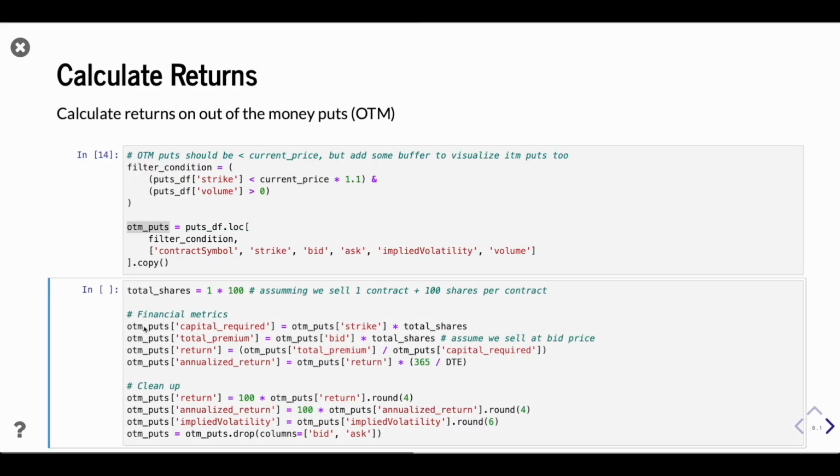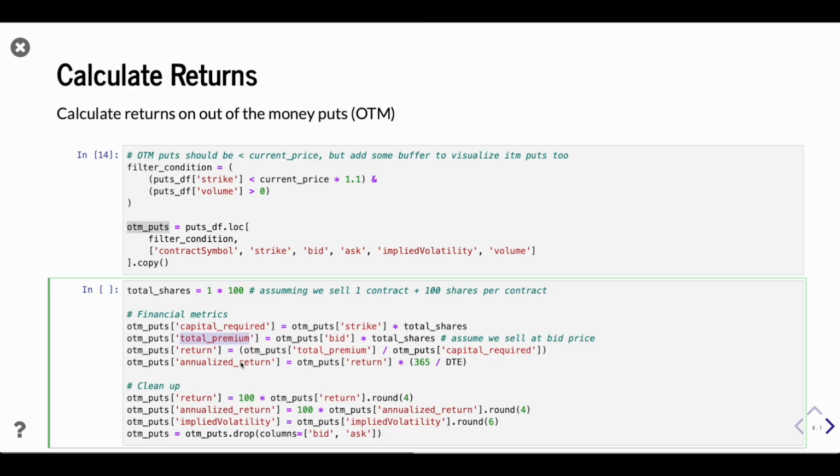And then next I can use different Pandas data frame transformations to calculate all of the financial metrics. So if you remember from the previous slide, we need 4 main things. We need the capital required, total premium, return, and annualized return. So to calculate the capital required, I'm just going to multiply our strike price times the total number of shares. In this case, the total number of shares is 100 because we're assuming that we will sell one contract and each contract has 100 shares.